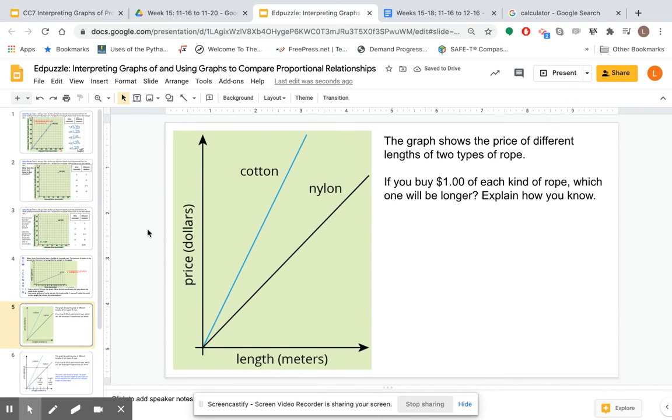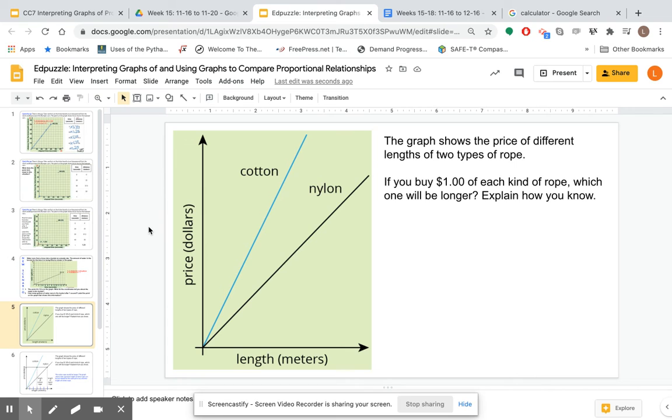Okay, guys. Next part right here, we're going to be using graphs to compare proportional relationships. If you look at the lines, these are lines that represent proportional relationships because they are straight lines. They're not bent. Yeah, they're diagonal, but they're straight lines though, right? And they both go through 0, 0. Here's a scenario. The graph shows the price of different lengths of 2 types of rope. My favorite topic. Right, okay. Now, if you buy $1 of each kind of rope, which one will be longer? And explain how you know.